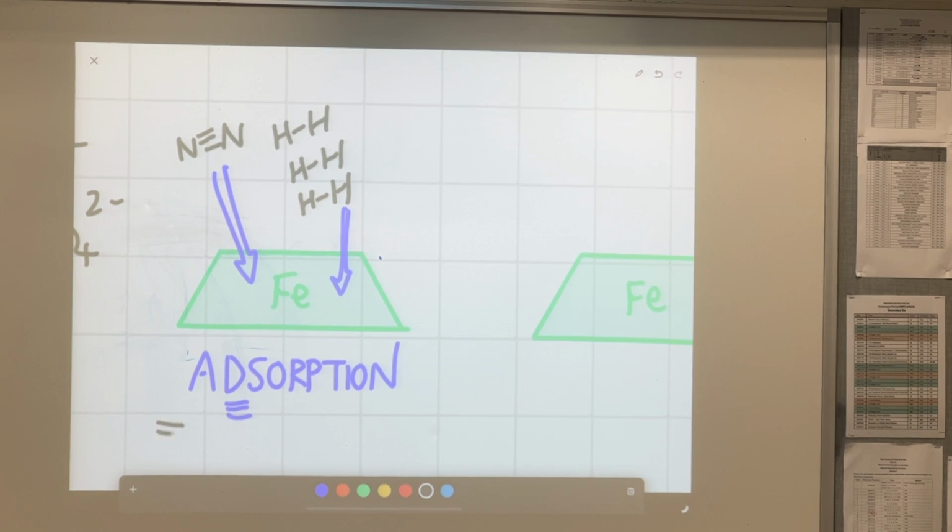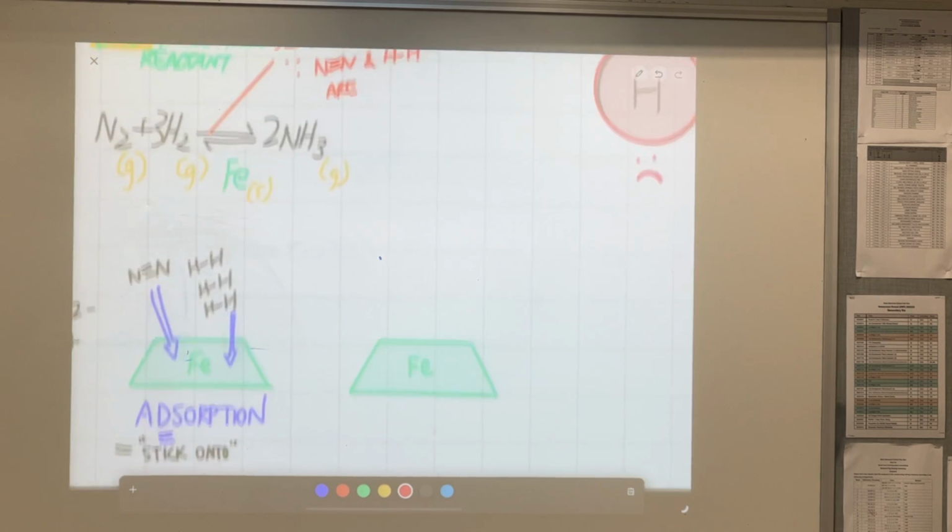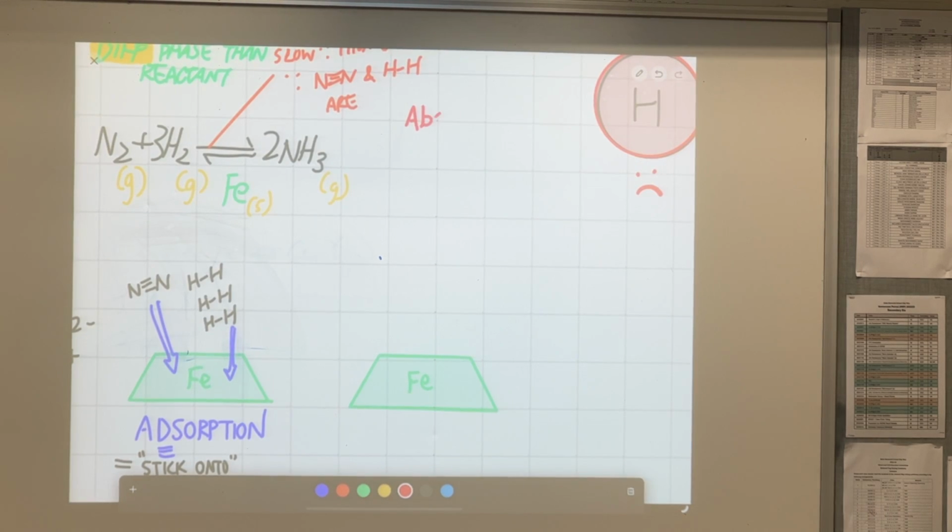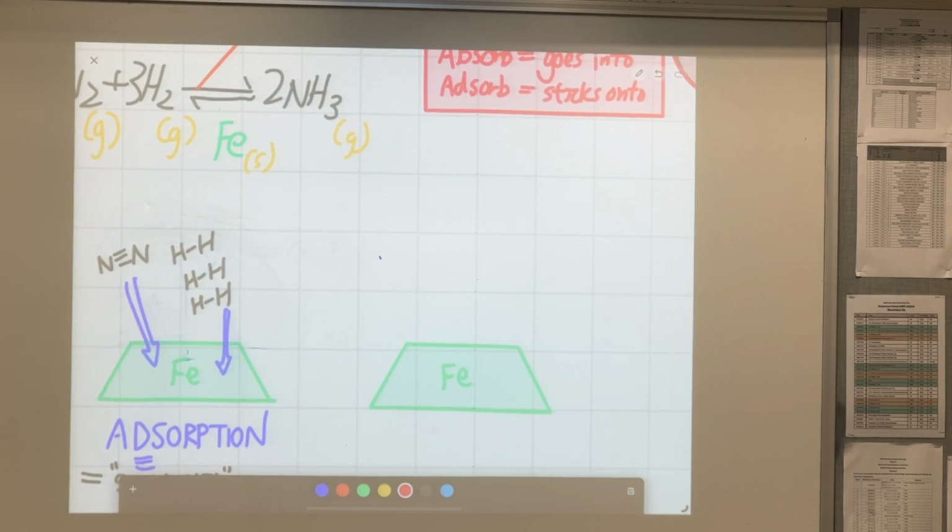Okay, so can you put down adsorption means stick onto. This is not to be confused with absorption. So absorb means goes into something. This is a real word, an actual English word, okay? So adsorb means sticks onto. And they are not the same. And I know what I'm writing is adsorb with a D.